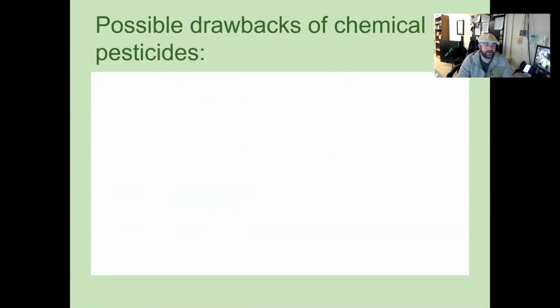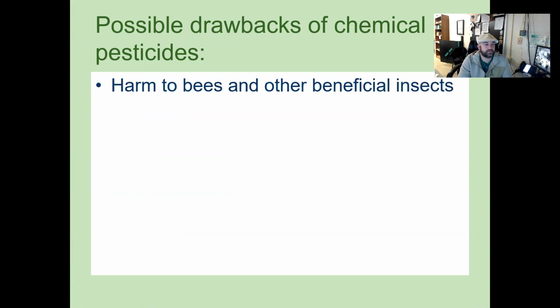Possible drawbacks of chemical pesticides: harm to bees and other beneficial insects.